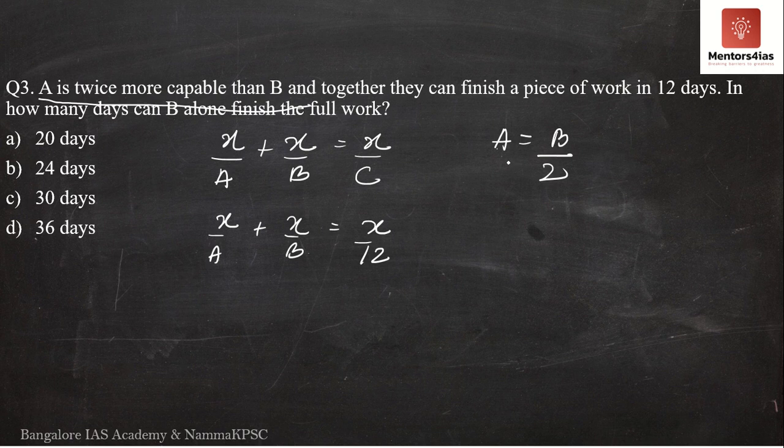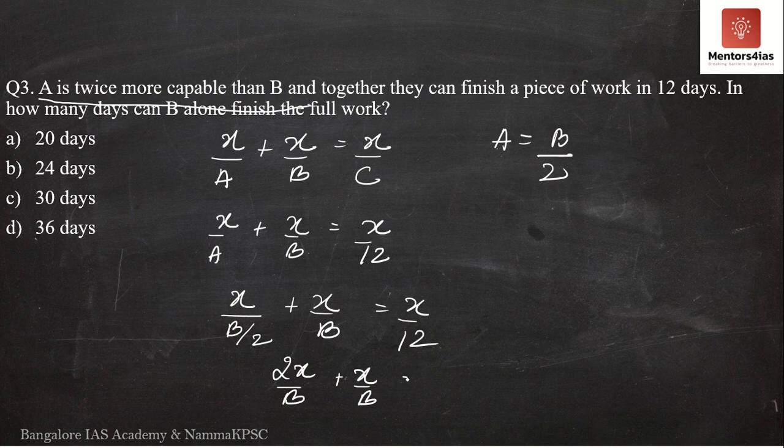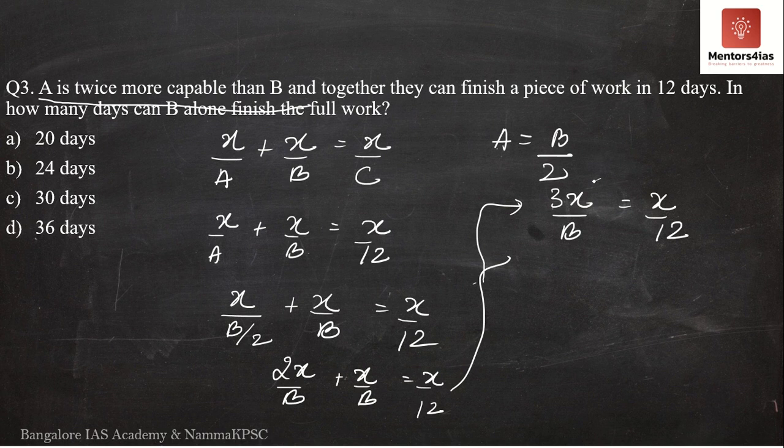So now what will I do? I will substitute this A as B by 2 over here. So what do I get here? I get X divided by B by 2 plus X by B is equal to X by 12. I take B to the numerator over here. I get 2X by B plus X by B is equal to X by 12. So I'll just write this over here now. I get 3X by B is equal to X by 12. X and X gets cancelled.